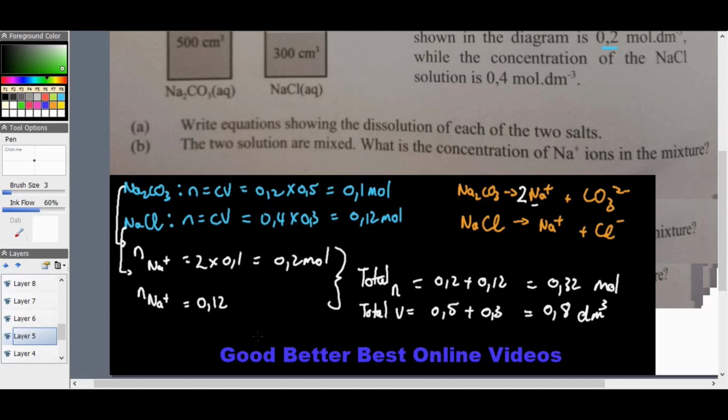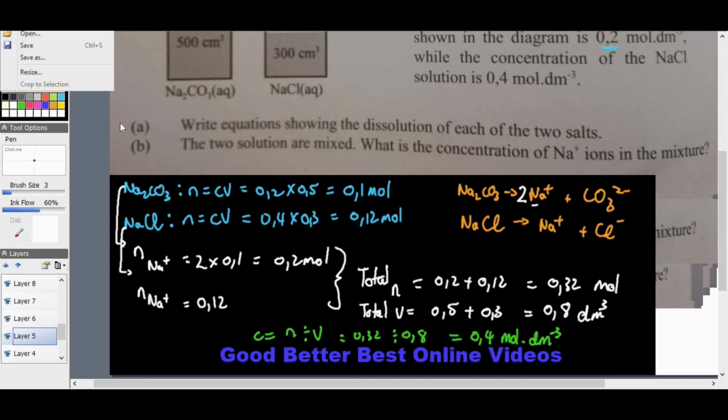Now if we want to put that in a formula, concentration is equal to the number of moles divided by the volume, which is 0.32 divided by 0.8. The new concentration of my sodium ions, which the question asks for, is going to be 0.4 mole per decimeters cubed. All sorted.